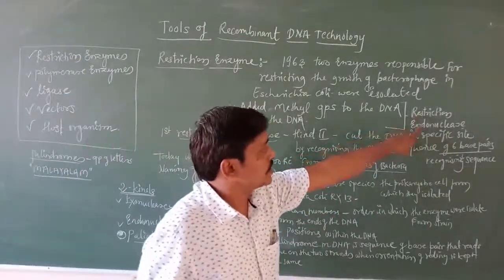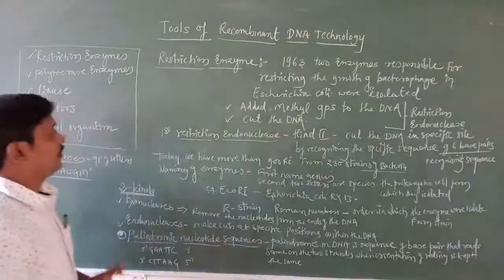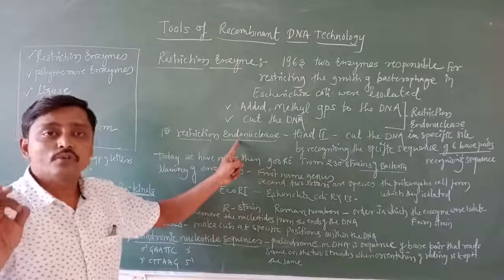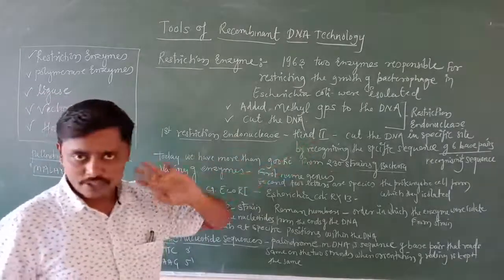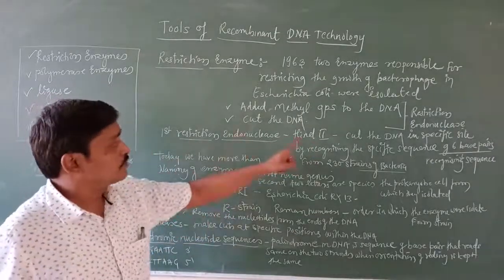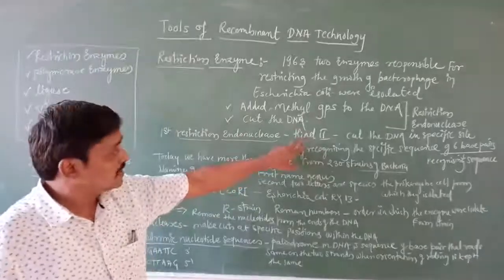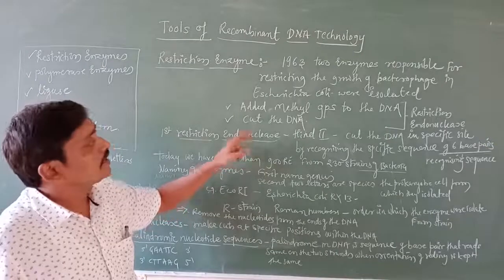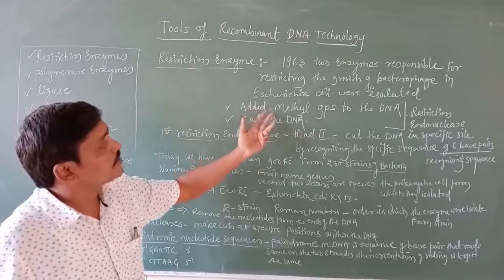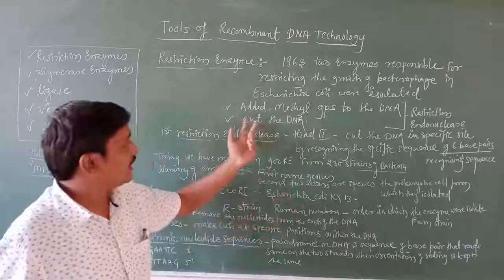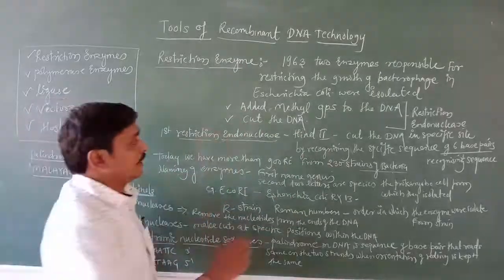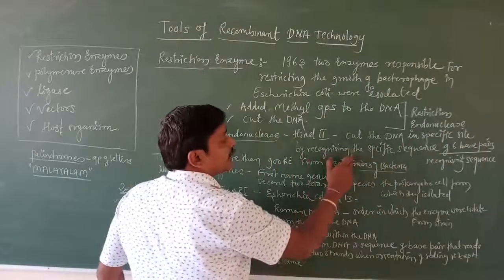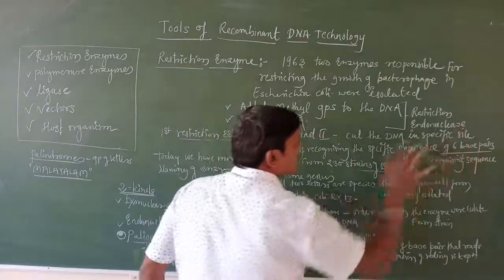Here I have written restriction endonuclease. The first restriction endonuclease was named HindII. HindII is the first restriction endonuclease. In the sense, one enzyme is used to add a methyl group to the DNA, and another one cuts the DNA. Now here, we cut the DNA at a specific site by recognizing a specific sequence of 6 base pairs.